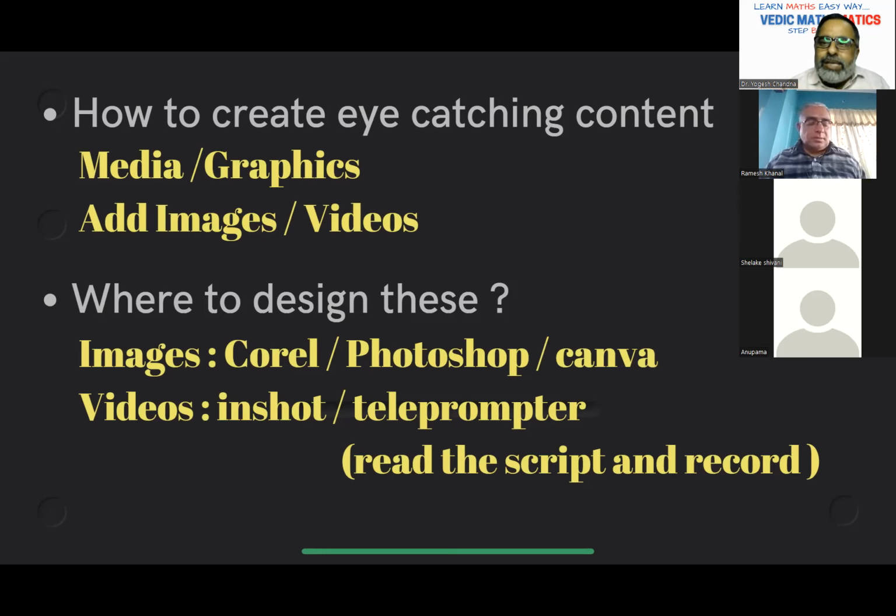So that is the best way to start. If you feel shy, if you think that no, I cannot speak, Teleprompter is the best option for you. That means read the script and record. Again, this is free of cost, available on the Google Play Store. You can check it, download it, and practice it. Because tomorrow, if you have to become a trainer, you need to speak.